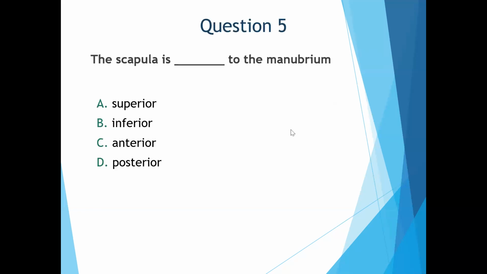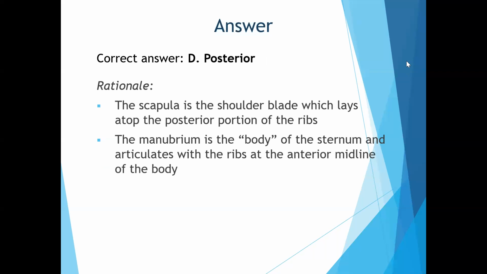And then question 5, putting it all together. This is a similar question to ones that you'll see on your quiz and exam, in terms of being able to relate the bones and their region to each other. So the scapula is blank to the manubrium. Is it A, superior, B, inferior, C, anterior, or D, posterior? And the correct answer is D, posterior.